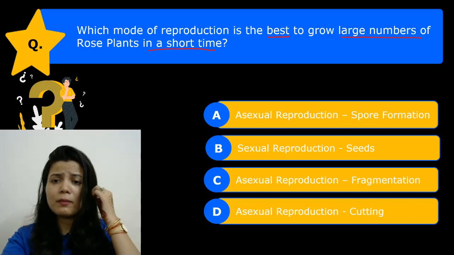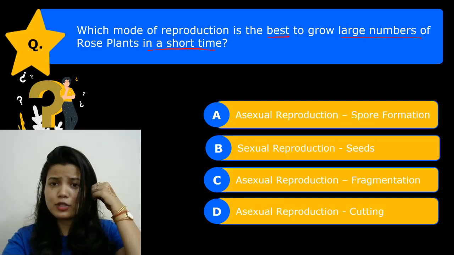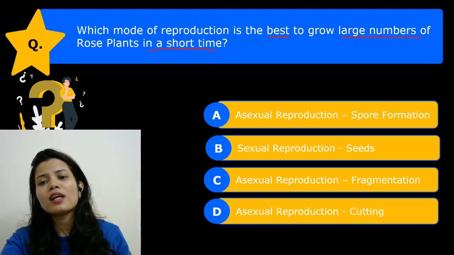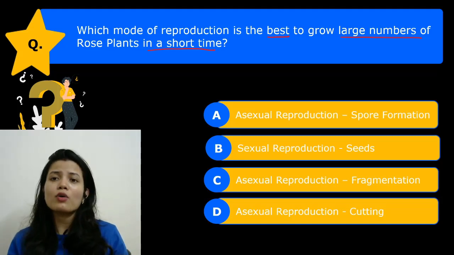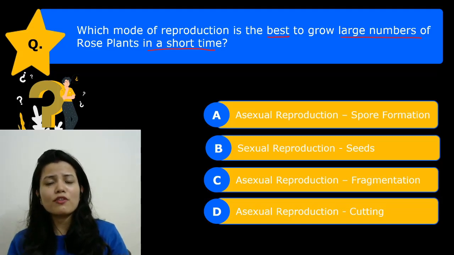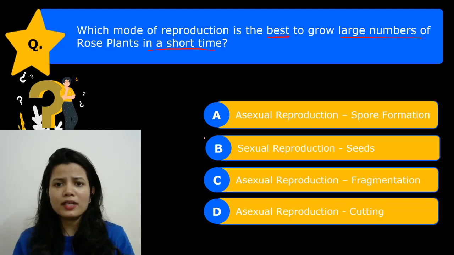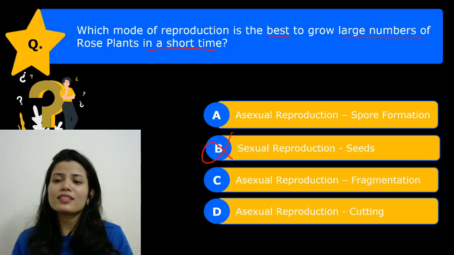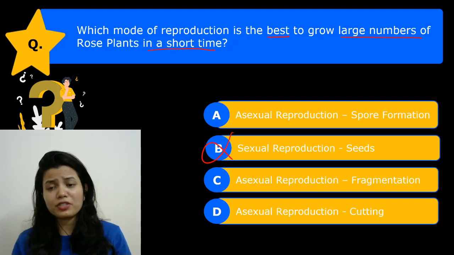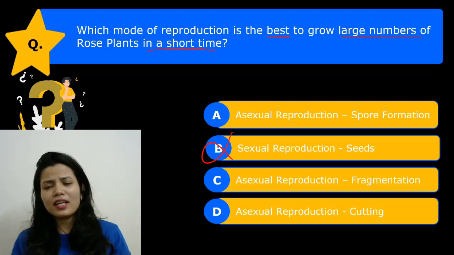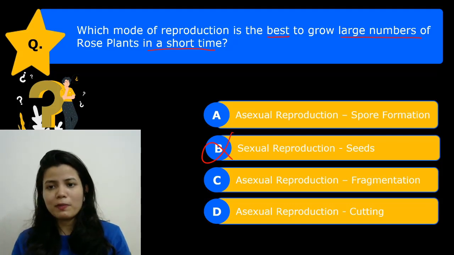Basically, in rose plants, sexual reproduction does take place, but it does not allow growing a large number of plants in a short time. Okay? So this is not the correct option. The third option is asexual reproduction by fragmentation. Fragmentation takes place in some algae, not in the rose plant.